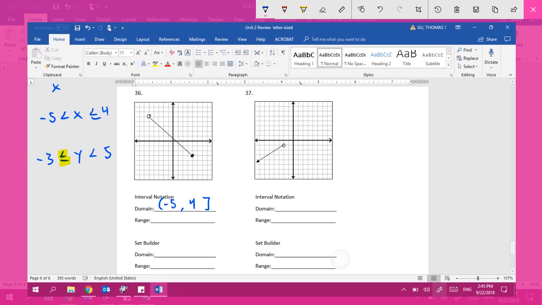For the range, we see the less than or equal to. That's going to be a bracket. And we see the less than, no equal to. That's going to be a parentheses. So then we put our two numbers in there, -3, 5 in that order. And we're done with that.